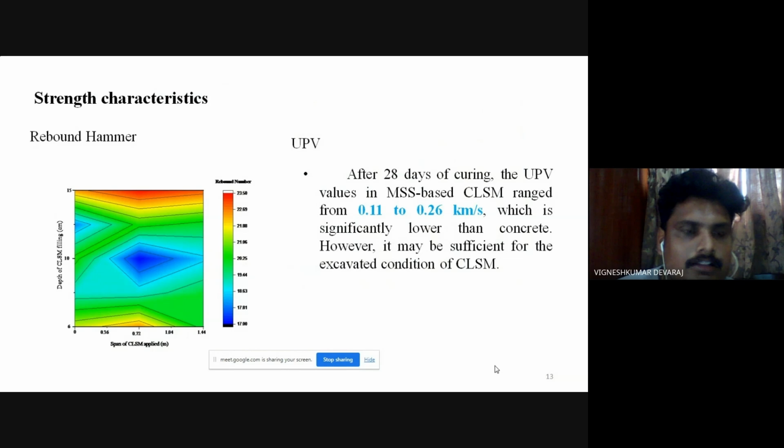In the rebound hammer test, our hardness value comes under the range of 17 to 23. It's a very low value compared with normal conventional concrete, but this CLSM is only replacing soil, so it's a sufficient strength. Like that, in the UPV, ultrasonic pulse velocity test, it ranges from 0.11 to 0.26 kilometer per second. Here we need a velocity of 3 and above for normal concrete. It's also too low compared with concrete, but it's okay for soil replacement.